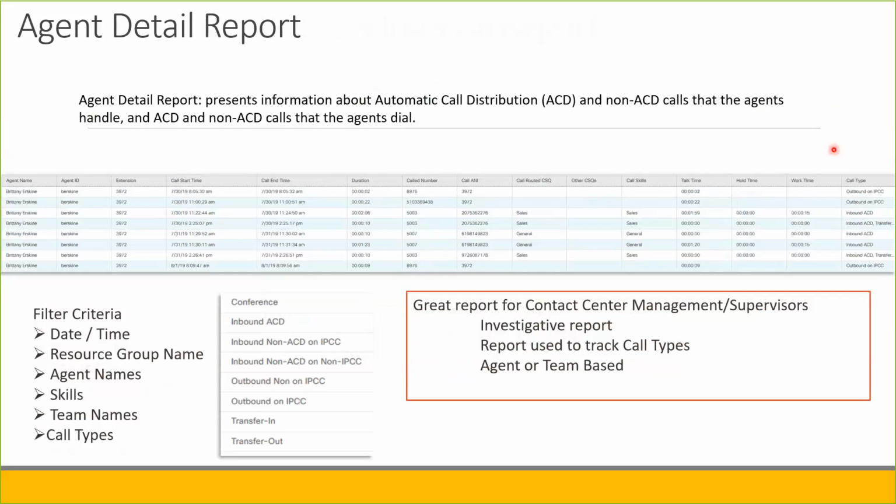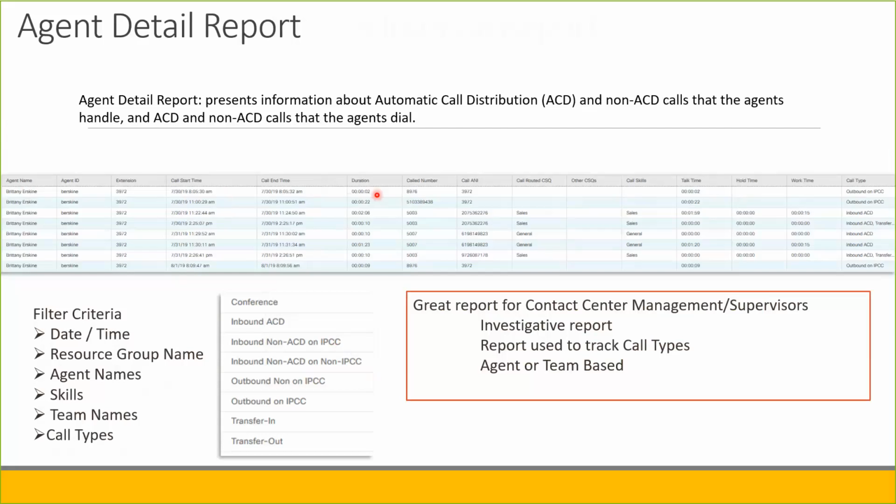The detail level allows you to get into a more granular view. What I mean by that is this is a call by call record. It's going to give me all of the different calls that Brittany Erskine took today. We're seeing agent name, ID, start and end time of the individual call, and duration. And the thing I love about this report is that it does include the CSQ. I personally have used this report for a couple of different reasons because it gives us some really critical pieces of information.